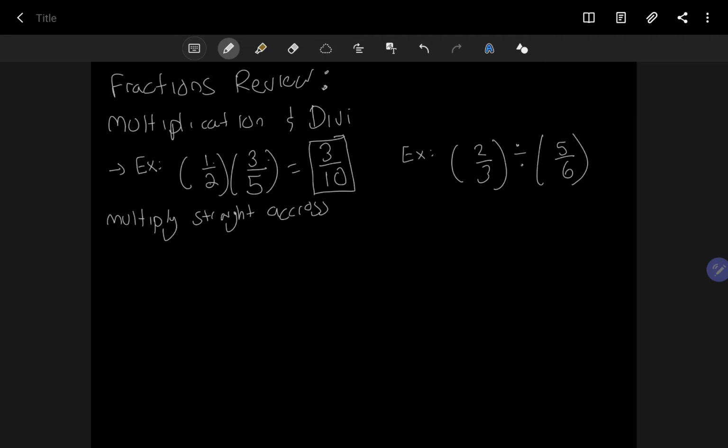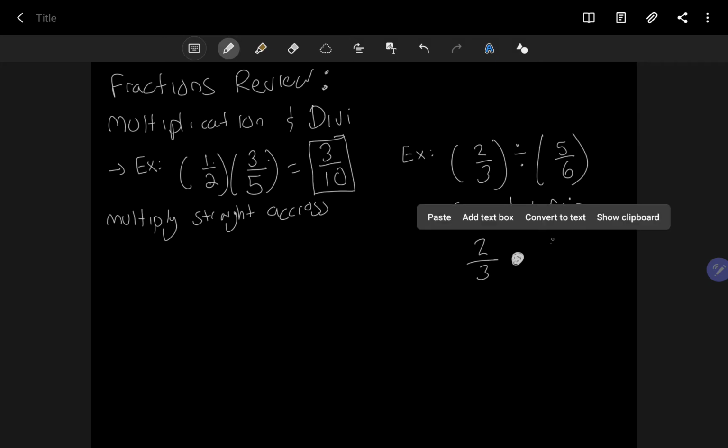Yeah, perfect. The other way to think about it is copy, dot, flip. Where we copy the first one, we switch it to multiplication, and you flip the other one. And now this is just a normal multiplication, so we multiply straight across.